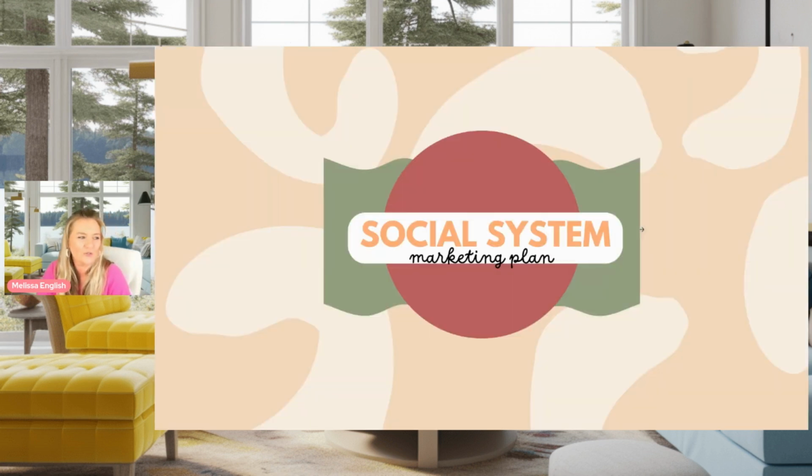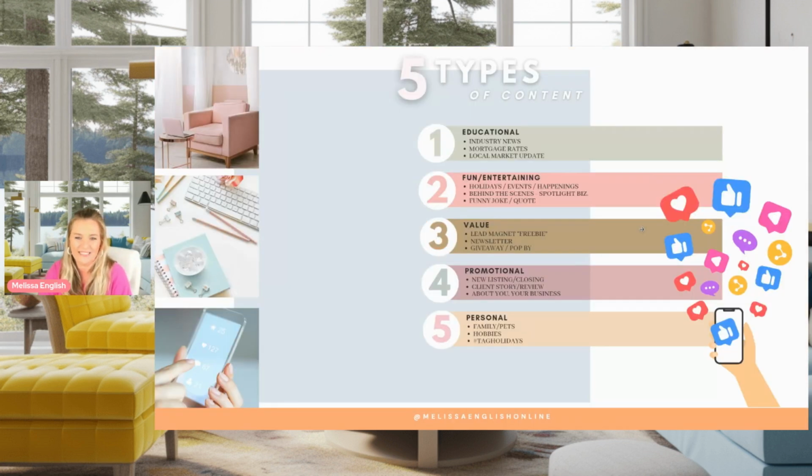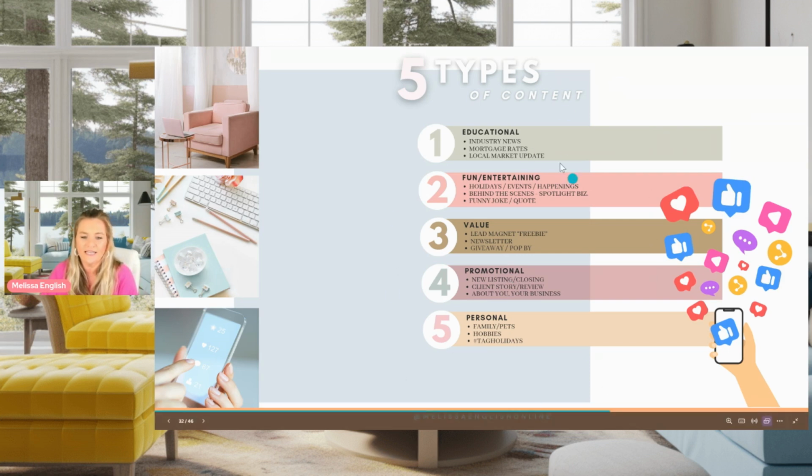Let's jump into the social media marketing plan. So let's talk about social media. So again, we have 5 types of content. We've got educational, fun, value, promotional, and personal. So again, for us real estate agents, it's normal that we do a lot of promotional posts. So we talk about our listings and new closings and client reviews and all that kind of stuff, which is awesome. It's super good that we do that, but we want to try to sprinkle in some of these other ones in here as well.